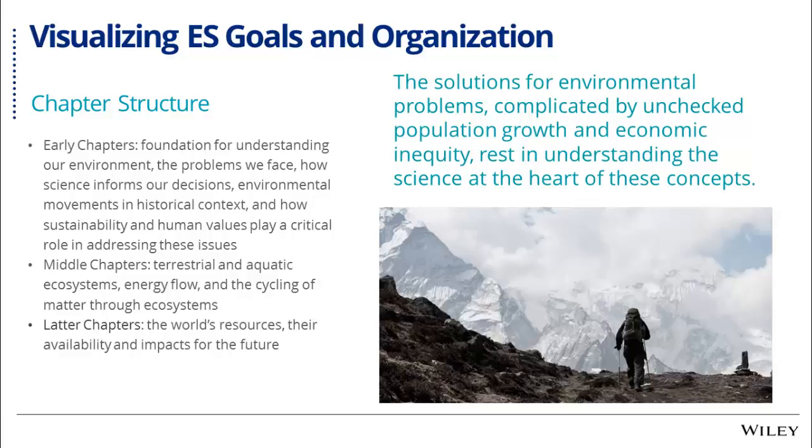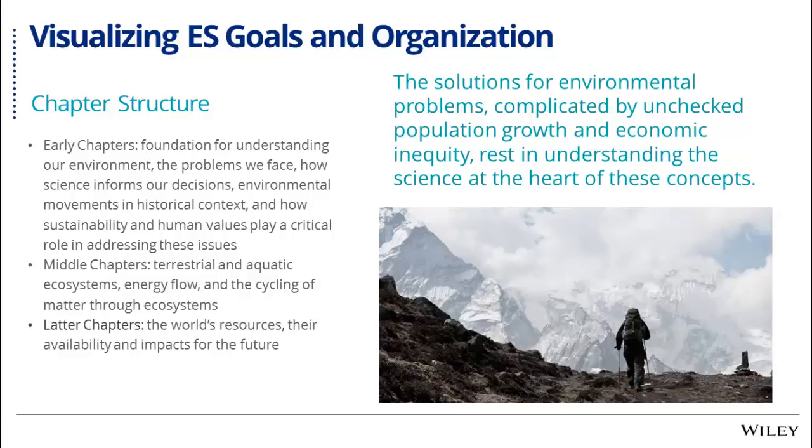Then students are presented with the intricacies of terrestrial and aquatic ecosystems, energy flow, and the cycling of matter through ecosystems. Gaining familiarity with these concepts helps students develop a deeper understanding of the implications of human population change on the environment. The latter chapters discuss the world's resources in detail and ask students to assess their availability and impacts for the future. Environmental science is a rapidly changing field, and currency is critical.